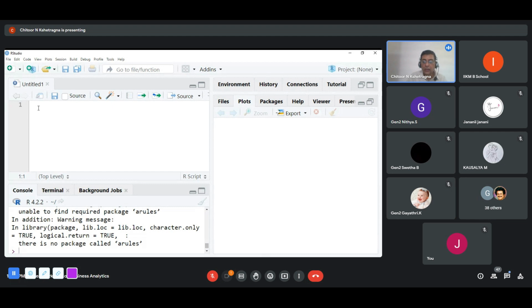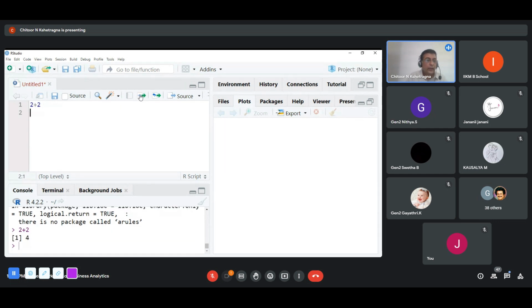Okay. So let me give a demo. I can use it as a simple calculator. Let's say 2 plus 2. So 2 plus 2, I run. I'll get answer 4. Okay. Look at the quadrant where I'm entering. Let's say 50 into 50. Run. 2500. Right. I can also find a square root.